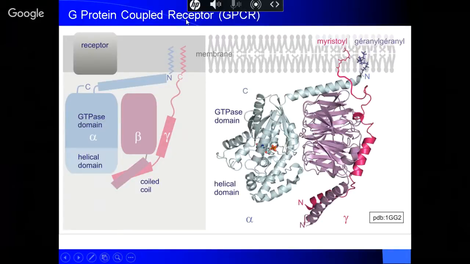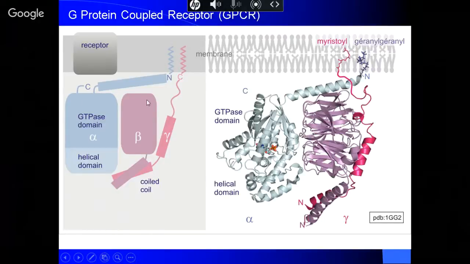And that will be all the catecholamine receptors, okay? The opioid receptors, the endorphin, whatever you want, these are all G protein coupled receptors. That's how they're going to exert their influence on the cell.